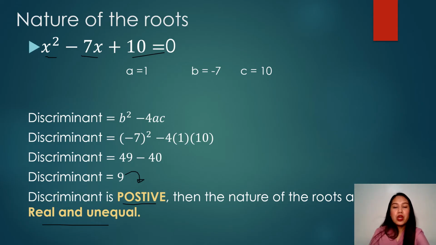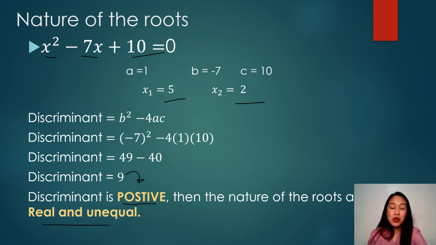So, kanina, we already solved for the roots of this example, x squared minus 7x plus 10, and we got 5 and 2. As you can see, 5 and 2 are real numbers and they are unequal. And we have proven that from the discriminant. Because the discriminant is positive, these two roots are unequal and they are also real numbers.